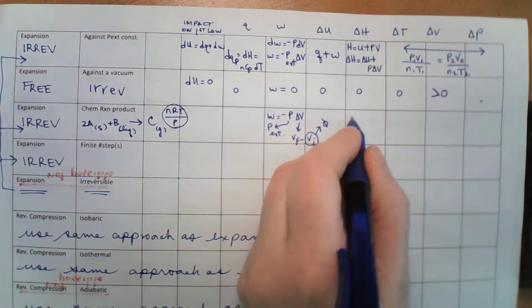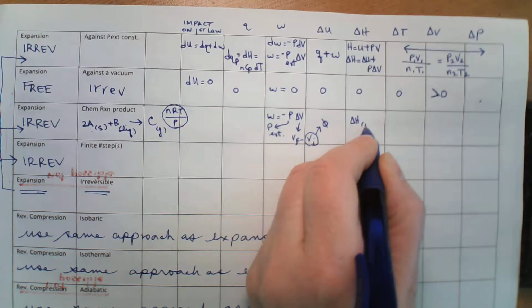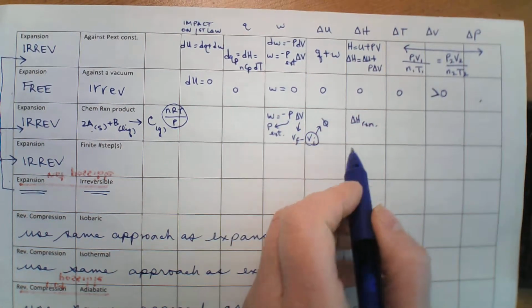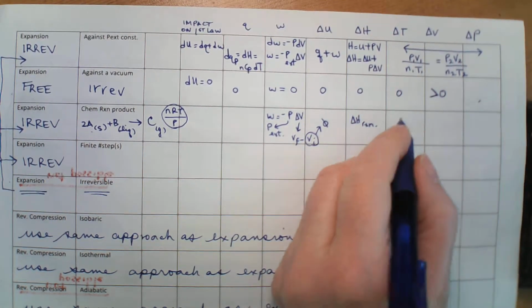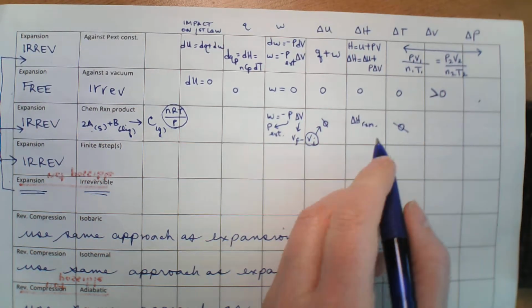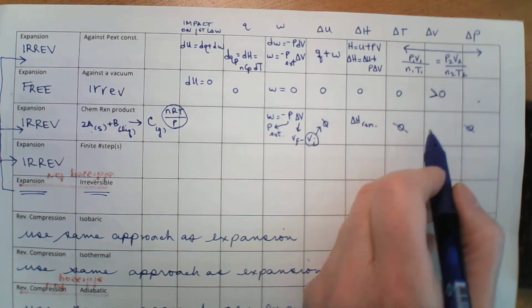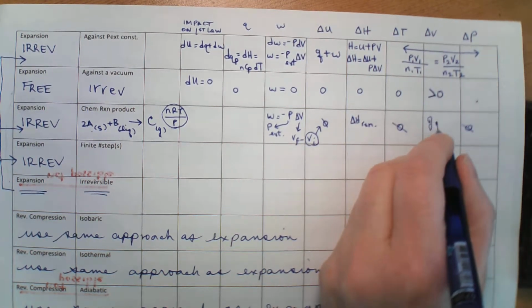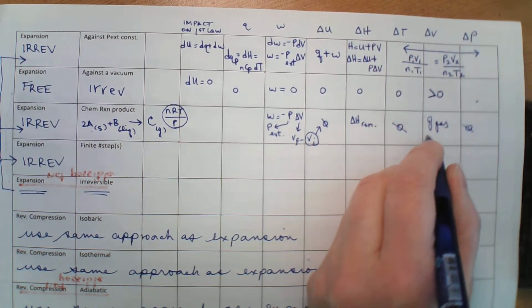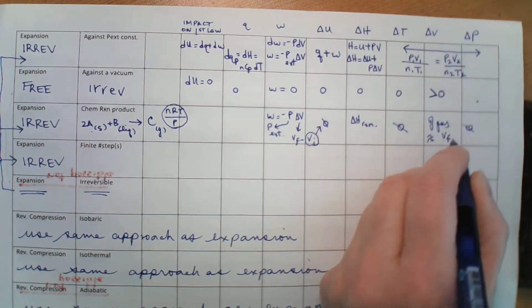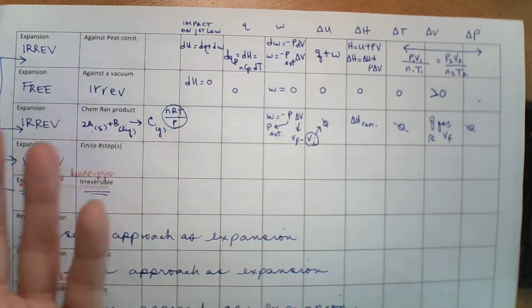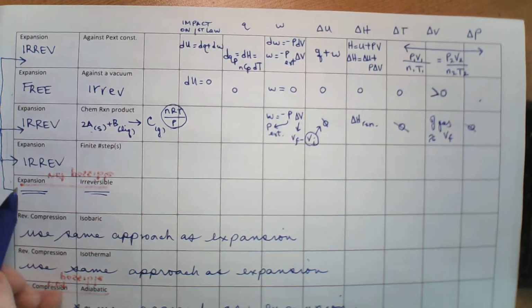Delta H, well, it's the delta H of the reaction. There shouldn't be any change in temperature because it's a constant temperature reaction that's also done at a constant pressure. And the change in volume of the gas is basically just equal to V final because V initial is before the gas is even existing.